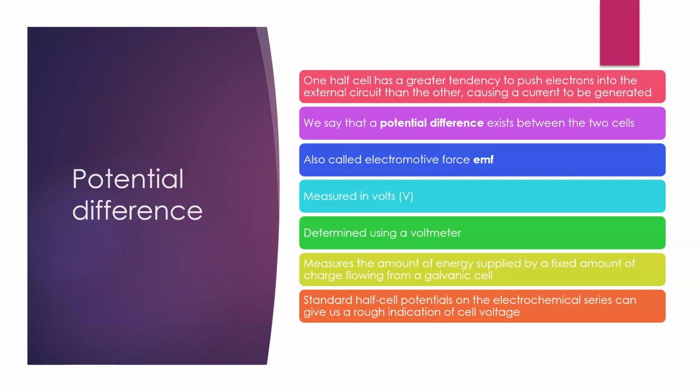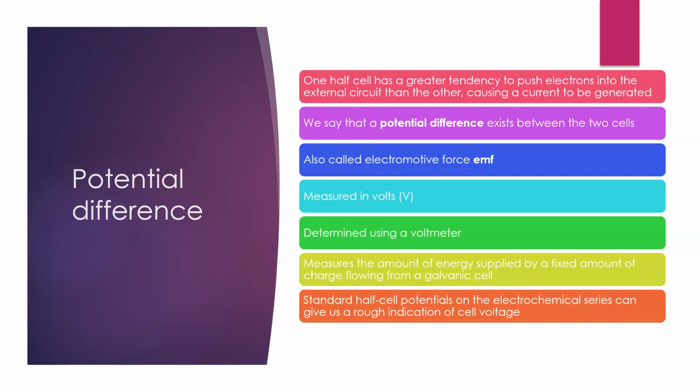So the potential difference exists between the two cells in this tendency to generate electrons and push them into the circuit. This is also referred to as the electromotive force, or EMF, that you may have seen or heard mentioned in physics. It's measured in volts, so anytime we're measuring the voltage of a battery, what we're actually doing is giving a value to the potential difference between the two cells. We measure it using a voltmeter, and it measures the amount of energy supplied by a fixed amount of charge flowing from the galvanic cell, okay?